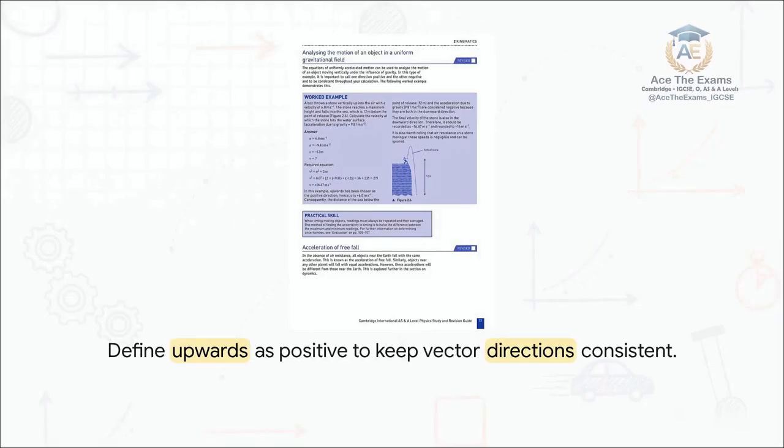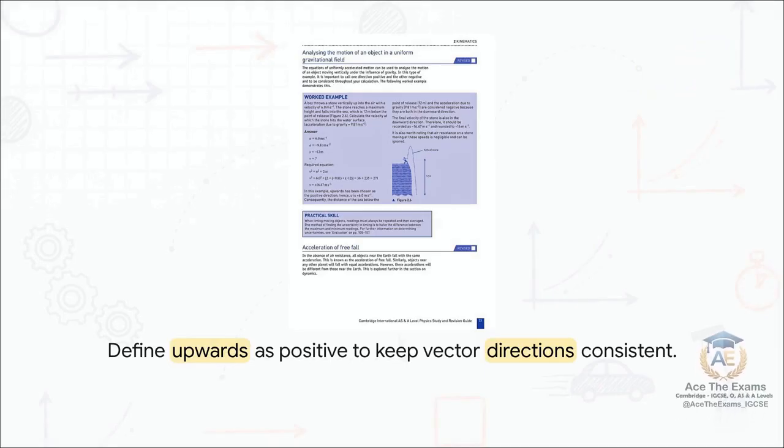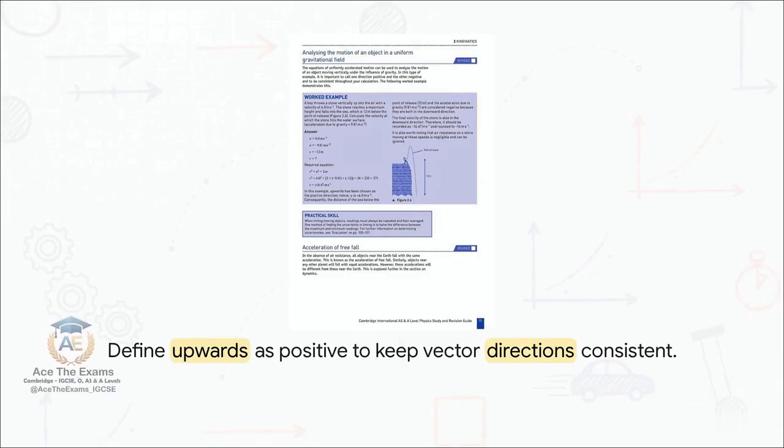Now, what's really fascinating, and what the examiners love to test you on, is how you handle a complex situation, like the stone being thrown upwards off a cliff into the sea far below. This is where vectors demand your absolute respect. You must strictly define one direction as your positive baseline. Let's say we define upwards as positive.